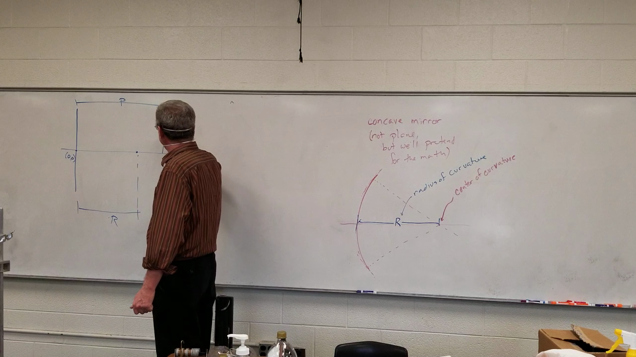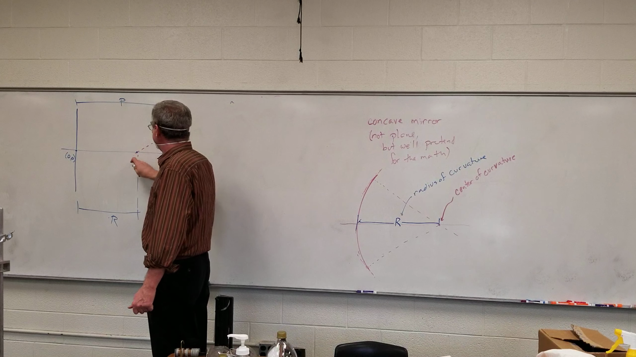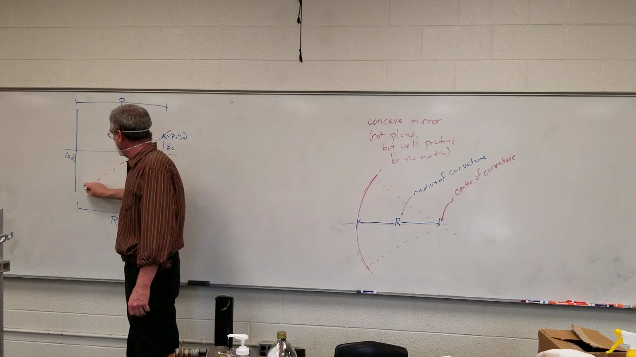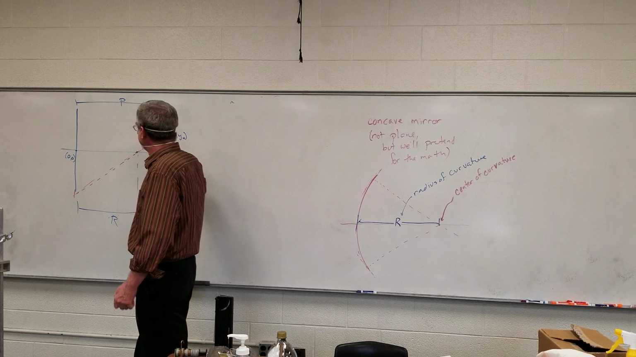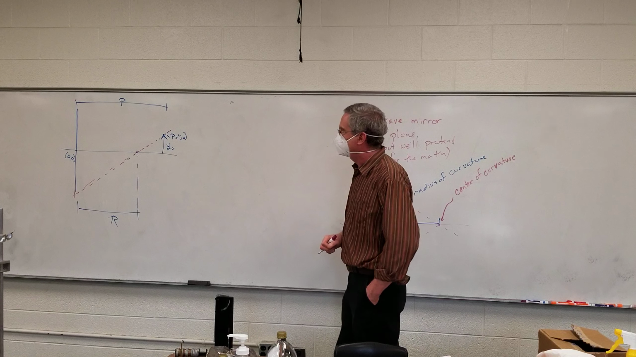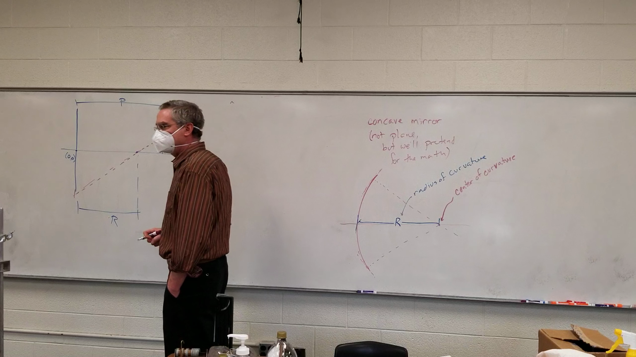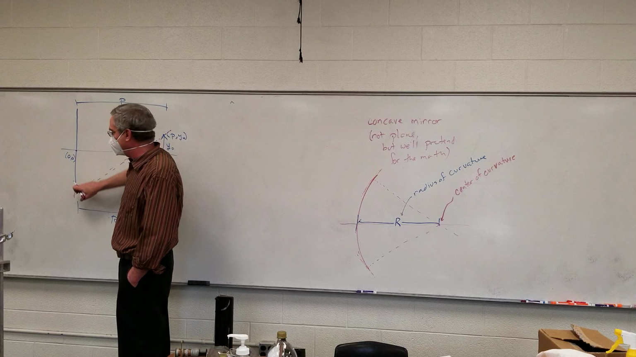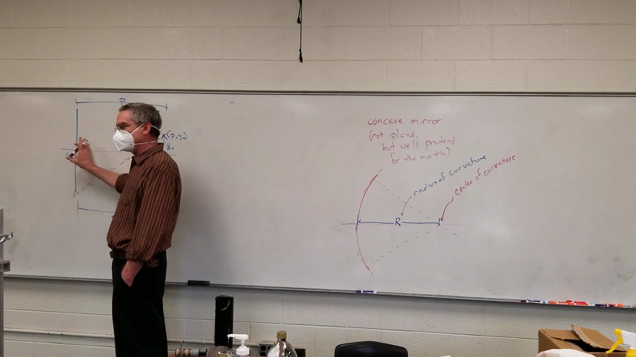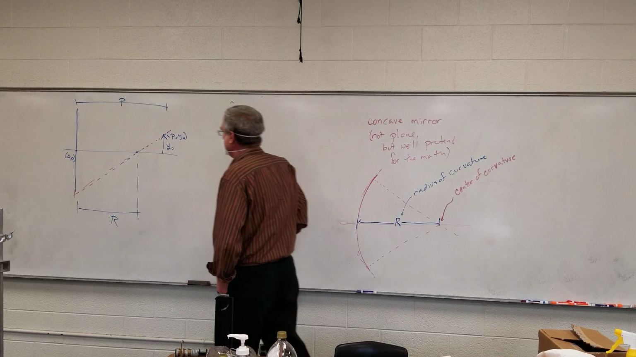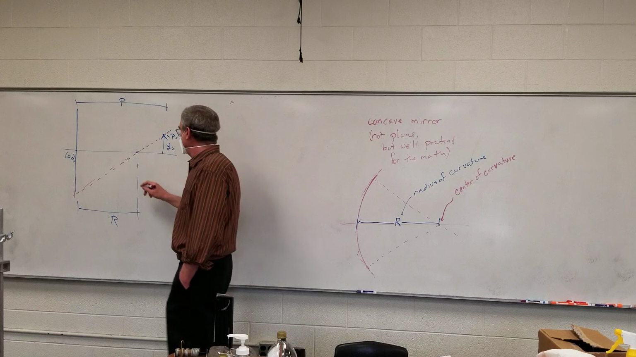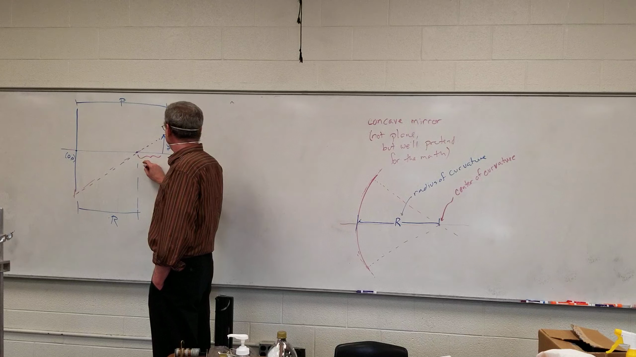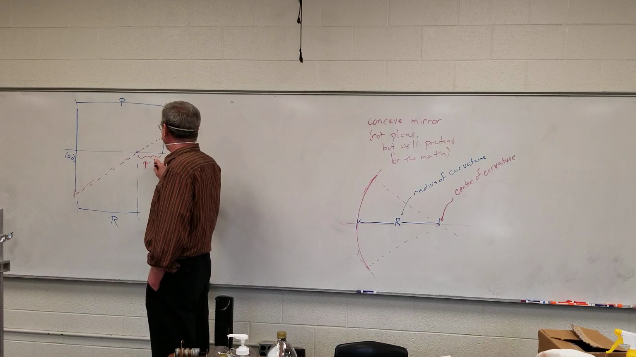So light that goes through the center of curvature will hit the mirror and then bounce right back. It would bounce right back at an angle, because the mirror, in reality, is curved, even though we treat it like it's flat in terms of the map, but it is curved. So this distance right here is P minus R.